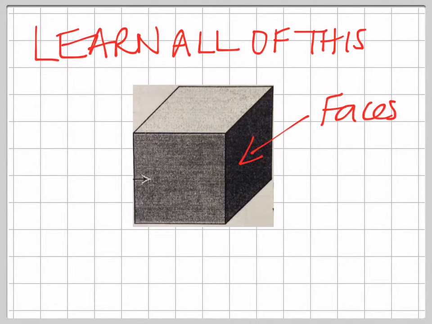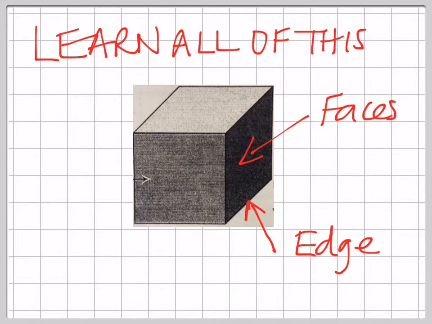Then we have edges. Here's an edge here. An edge is basically where two faces meet. Here, this edge is straight, but if you look on something like a cylinder or a cone, the edges can be curved. Think of it as being a knife edge that could cut something.